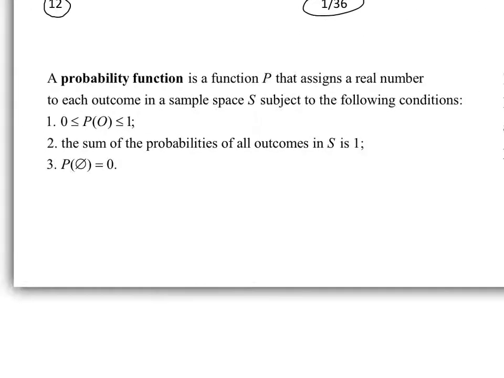Alright. A probability function is a function P that assigns a real number to each outcome in a sample space S subject to the following conditions. It's got to be greater than or equal to 0 and less than or equal to 1, because bigger than 1 is over 100% chance of happening, and that's not possible. The sum of the probabilities of all the outcomes is 1, meaning if you add up all the possible outcomes, it equals 100% chance. And the probability of the empty set occurring is 0. Okay?